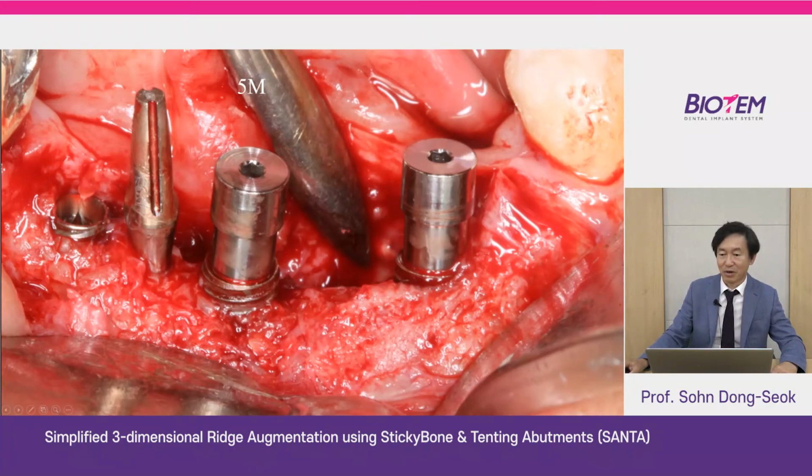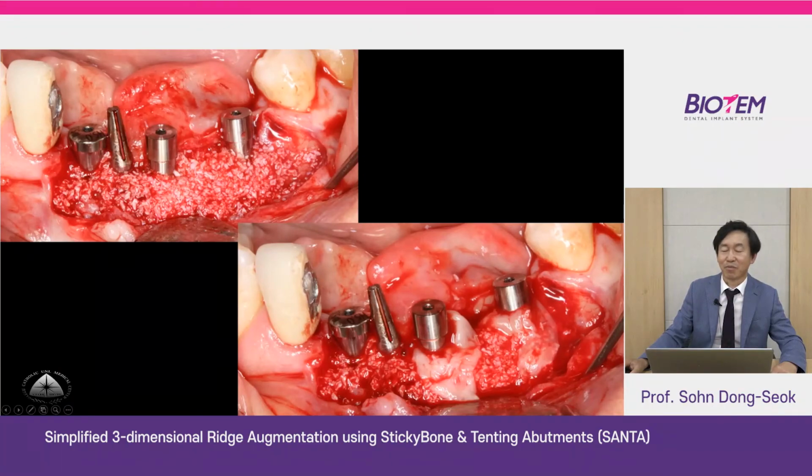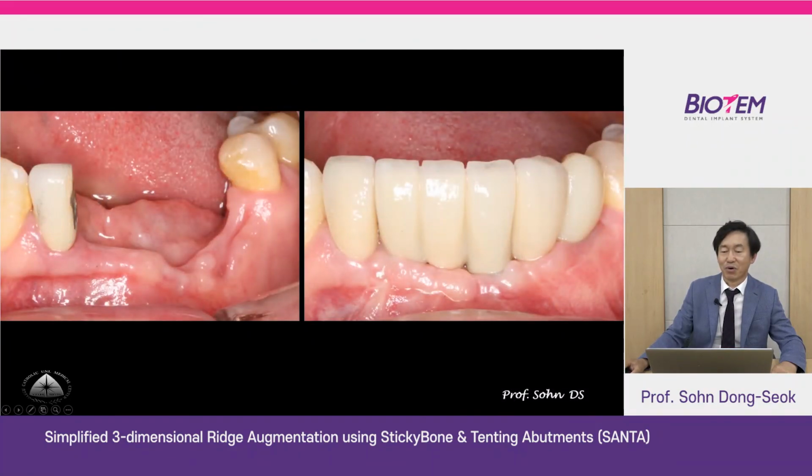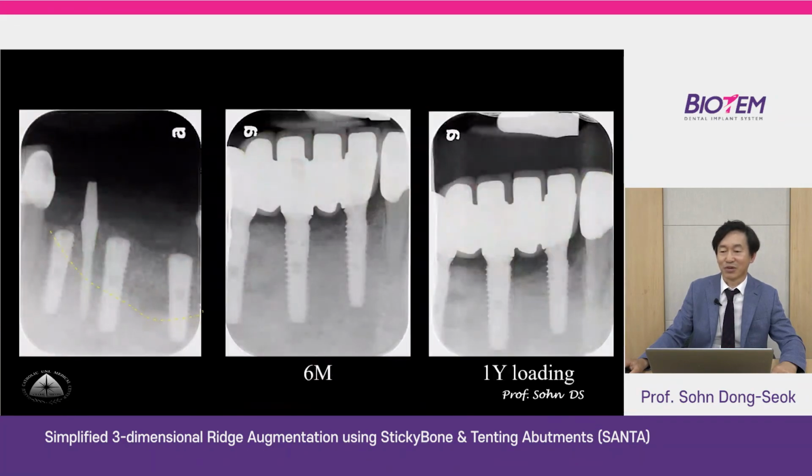I should have placed the Santa in this case to prevent collapse of the bone graft, to allow overgrafting. So secondary bone grafting was done and the poncho technique was done. This is before. This is the final restoration. Not perfect, but it looks okay.